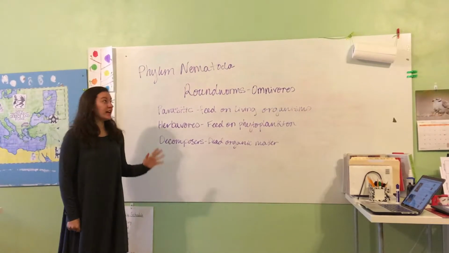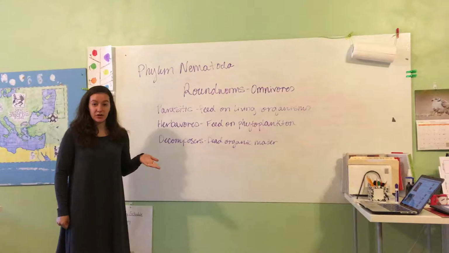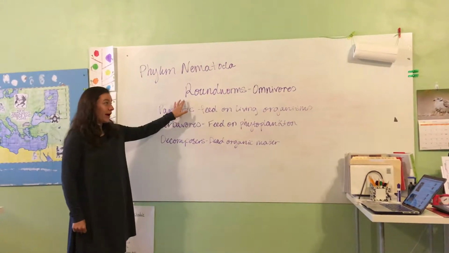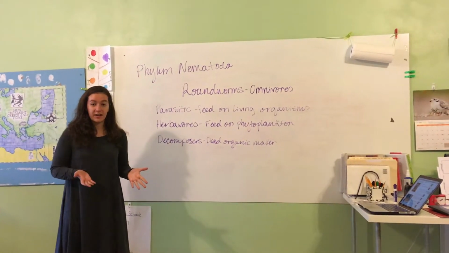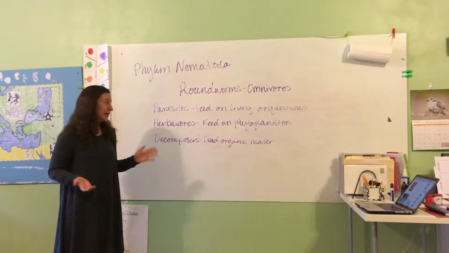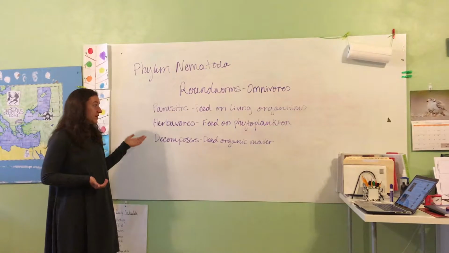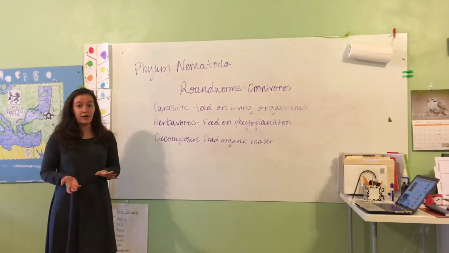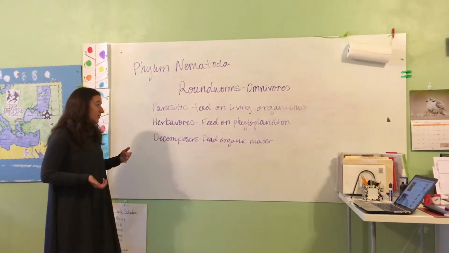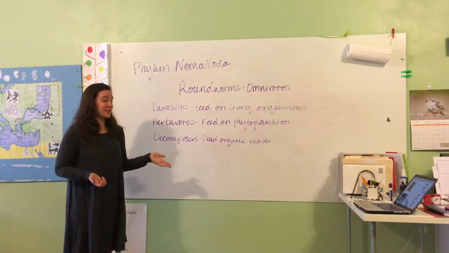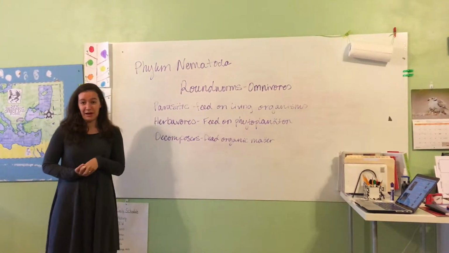So our fifth phylum is the phylum Nematoda. In lab, we saw roundworms. Overall, this phylum is kind of omnivore-ish. Some are parasitic, which feed on living organisms. Some are herbivores that feed on phytoplankton. And some others are decomposers that feed on dead organic matter.